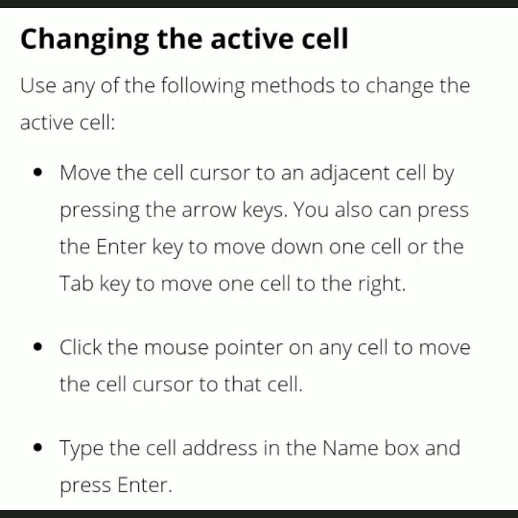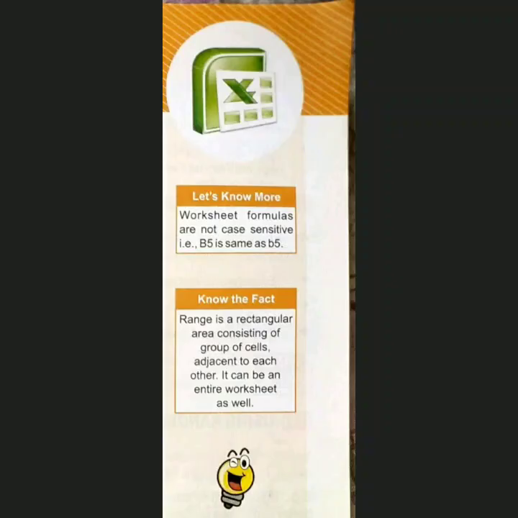Now how can you change the active cell? Move the cell cursor to an adjacent cell by pressing the arrow keys. You can also press the enter key to move down one cell or tab key to move one cell to the right. Click the mouse pointer on any cell to move the cell cursor to that cell. Type the cell address in the name box and press enter.